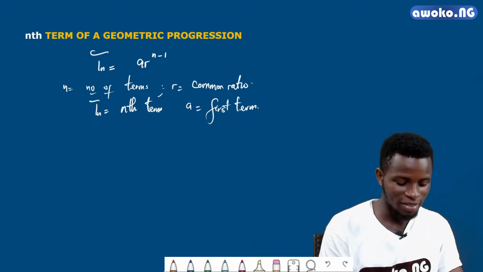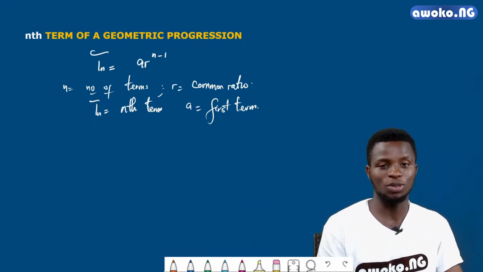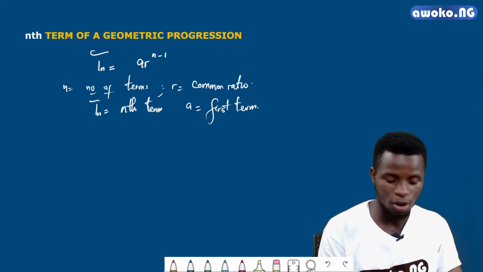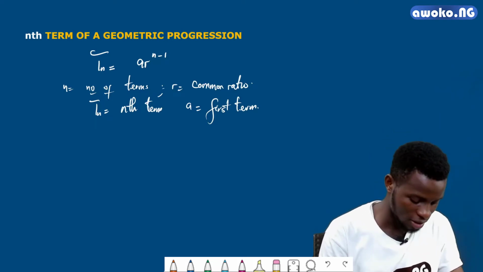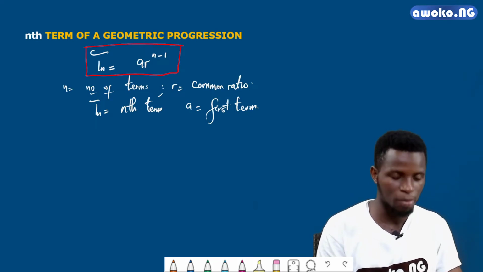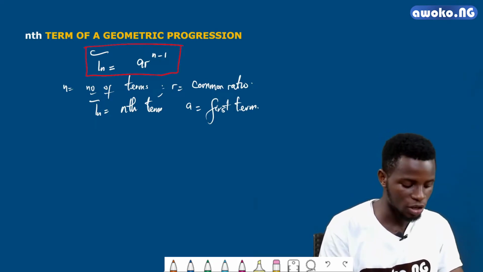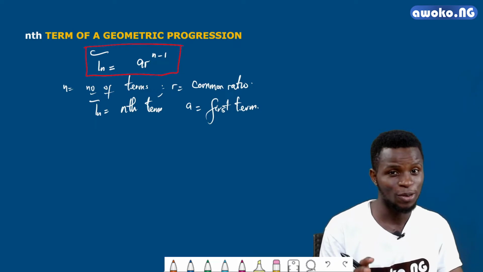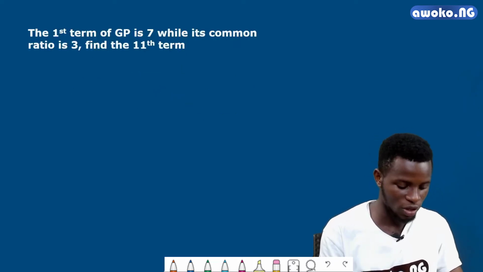Okay, so having said that, the major thing you need to know in the nth term of a geometric progression is this formula over here. And in the subsequent examples we're going to consider, we will see the applications of this formula, right? So let us consider the first question here.